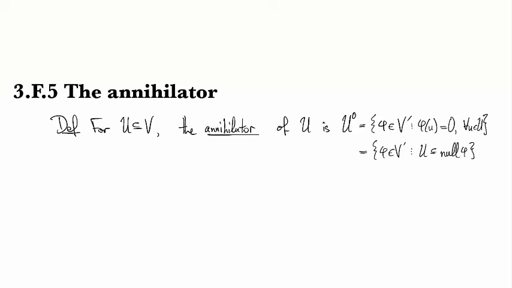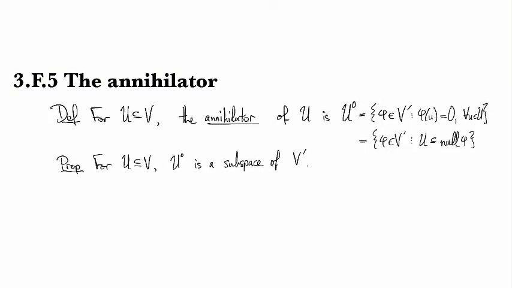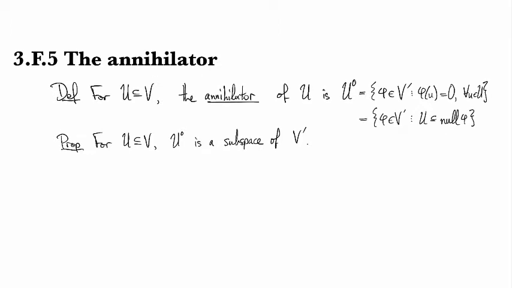Okay, so let's see. So we have a quick proposition, and that is that the annihilator is a subspace. And the proof for that one is so straightforward, I'm going to skip it. You can take a look in the book if you like. And then let's talk a little bit about the annihilator in the context of contravariance.